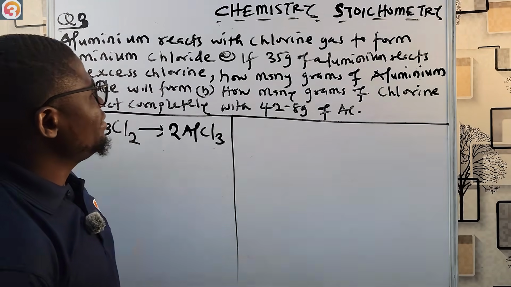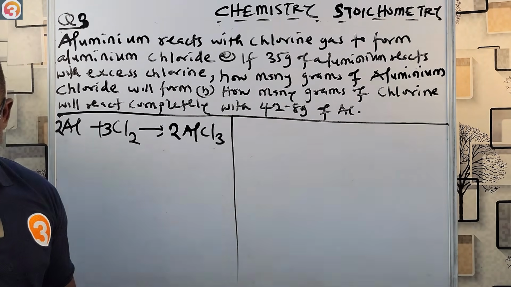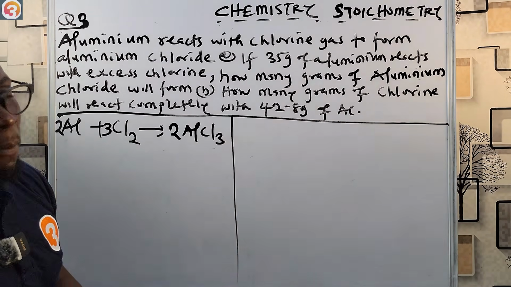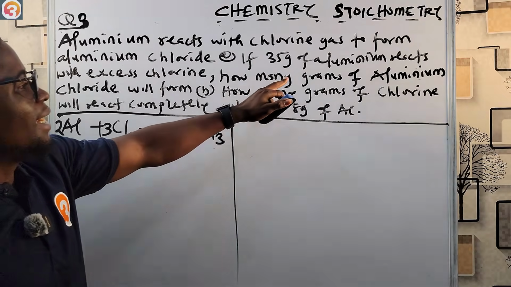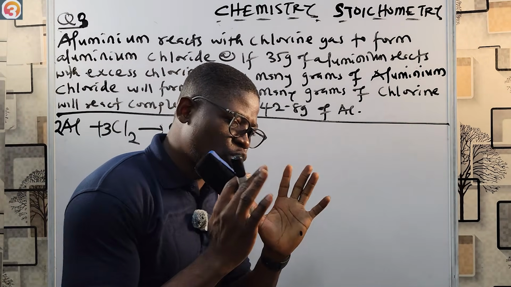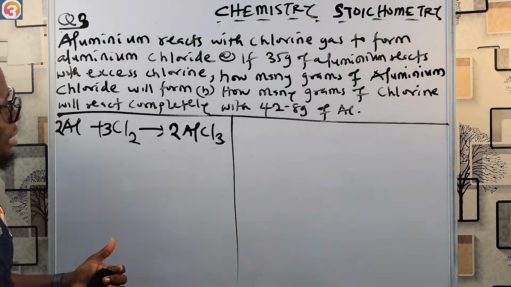Now we can proceed with answering our question. Say if 35 grams of aluminium reacts with excess chlorine, how many grams of aluminium chloride will form? So it's still the same thing. You must use what you have to get what you want.